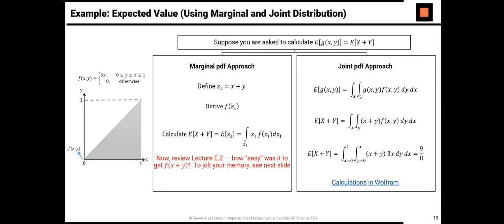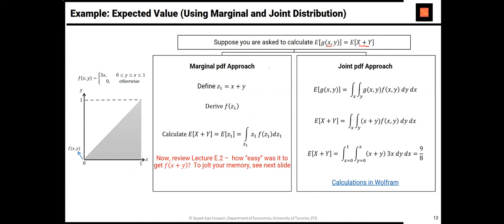Here's a nice devious example. You remember your good friend? Somebody asks you for this particular joint distribution to calculate the expected value of a function of x, y. Which function? You ask, expectation of x? Well, expectation of x plus y.